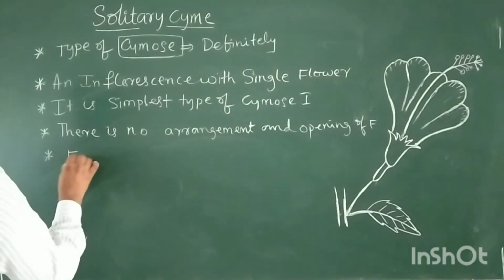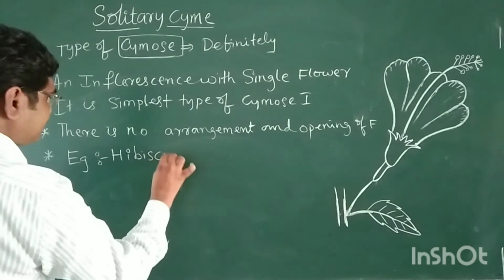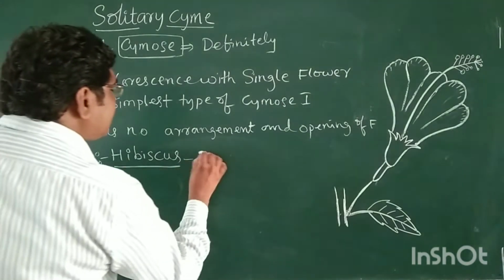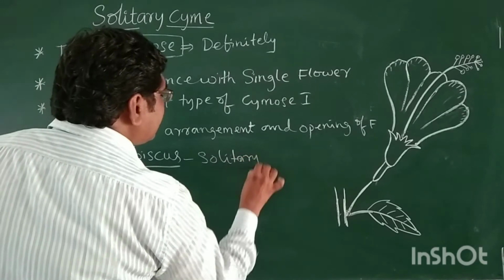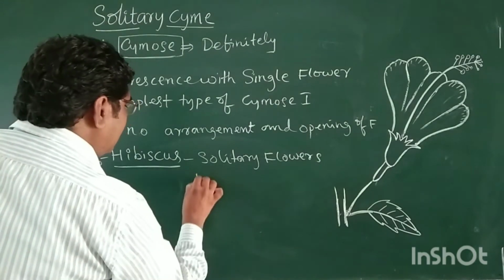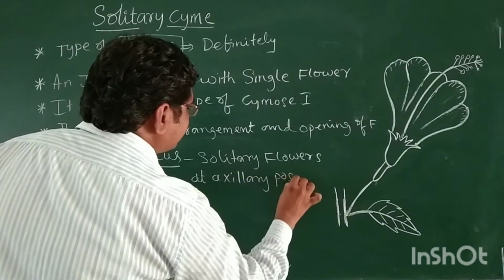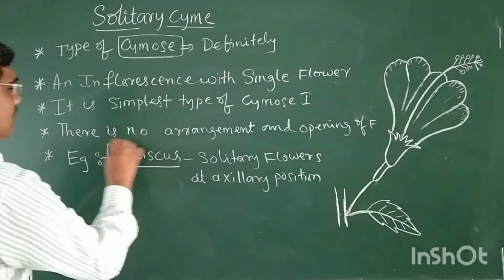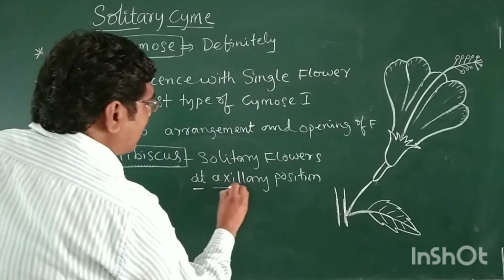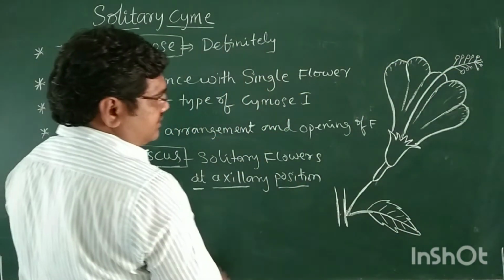For example, hibiscus. In hibiscus, solitary flowers are at the axillary position. In hibiscus, solitary flowers originate at the axillary position. So, this is the solitary inflorescence.